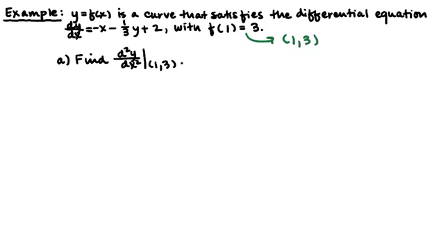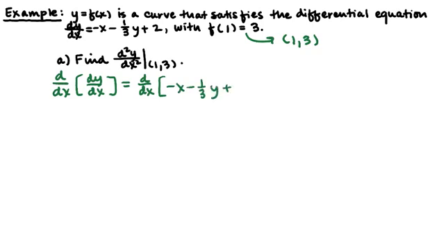And when they say find the second derivative of y with respect to x both times at the point where x is 1 and y is 3, what we're going to do is take the derivative of dy/dx. So we'll take the derivative of both sides of the equation, just like we did earlier. I'll take the derivative of negative x minus 1/3 of y plus 2. And the derivative of dy/dx is the second derivative of y with respect to x both times.